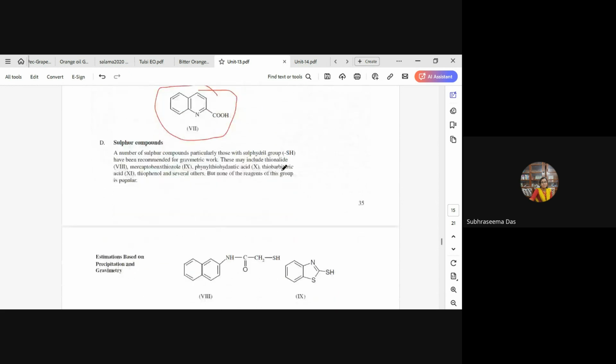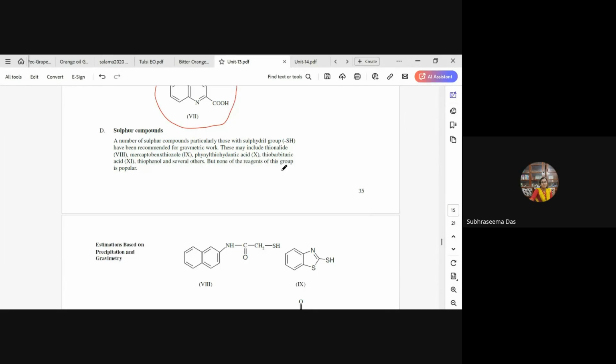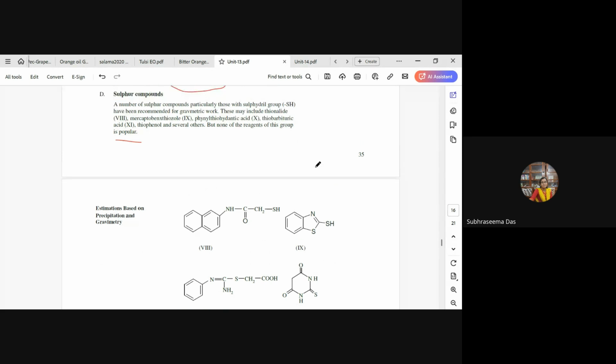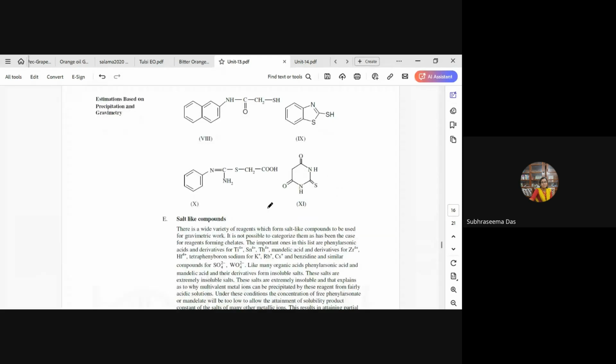Then coming to sulfur compounds, a number of sulfur compounds, particularly those with the sulfhydryl group, that is SH, have been used as gravimetric reagents. They may include thioanilide, mercaptobenzothiazole, phenylthiohydantoic acid, thiobarbituric acid, thiophenol, and several others. But none of the reagents of this group is very popular. These are some of the sulfur containing compounds, but their use is very limited.